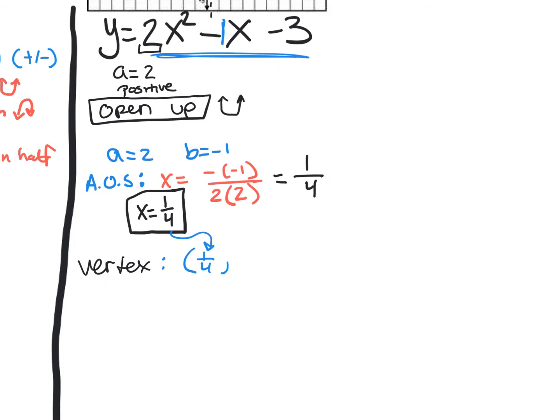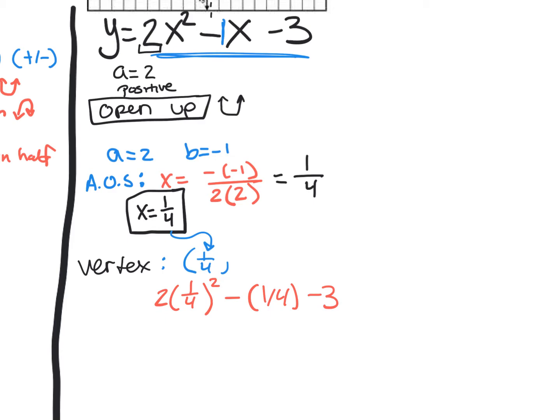So we'll have 2 times, in parentheses, 1 divided by 4, close the parentheses, squared, minus 1 divided by 4, in parentheses, minus 3. You can use your calculator, typing this in exactly as is, making sure you use parentheses and that your squared is on the outside of the parentheses. For the purposes of graphing, it's easier to use decimals because it's easier to see on the graph where that is.